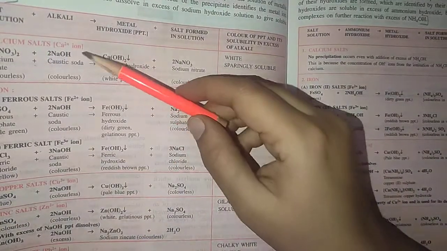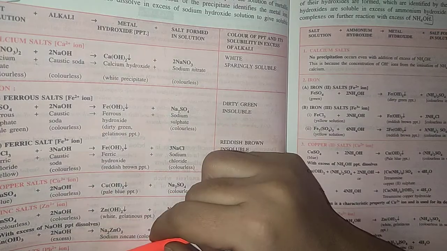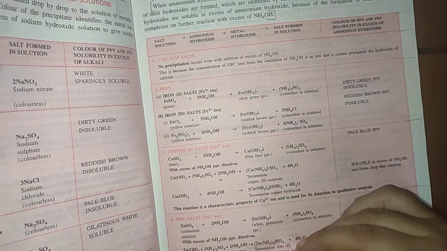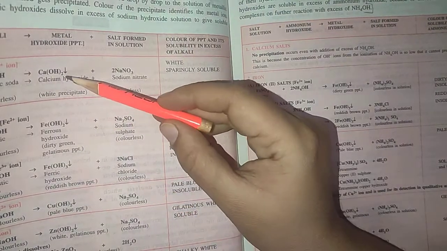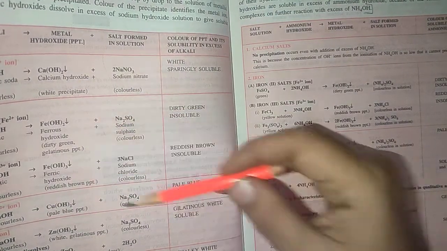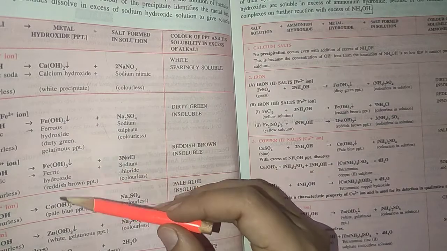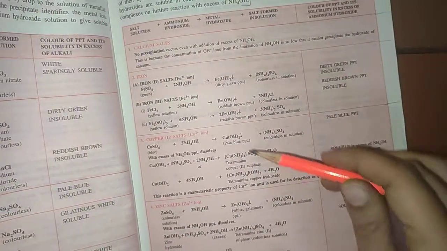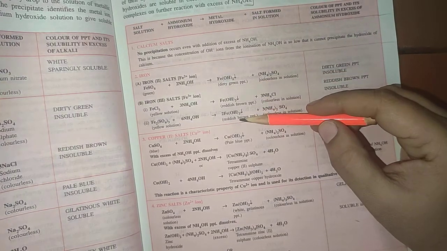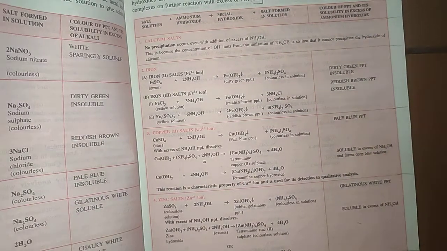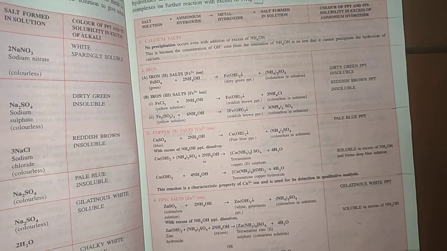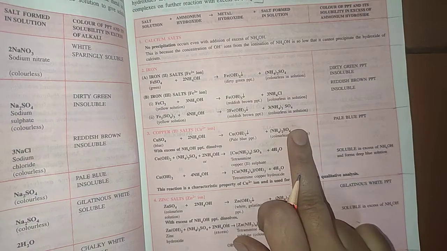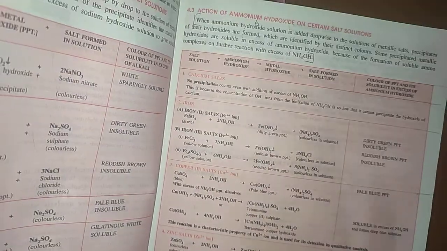Then here the alkali you are taking is NaOH, and here the alkali you are taking is NH4OH. Then one product will be the same: Ca(OH)2, Fe(OH)3, Fe(OH)2, Fe(OH)3, Cu(OH)2. So one product is the same. Here also you can see Fe(OH)2, Fe(OH)3, Fe(OH)3, Cu(OH)2, Zn(OH)2. So one is the same, and the other products are changing. This was the shortcut I gave.